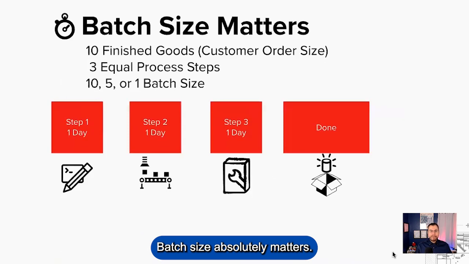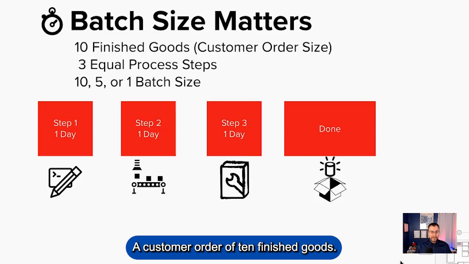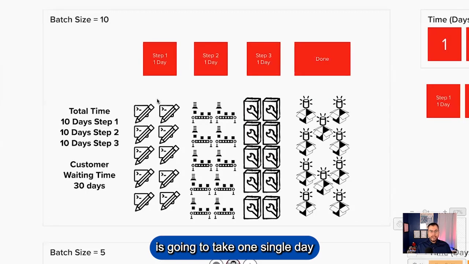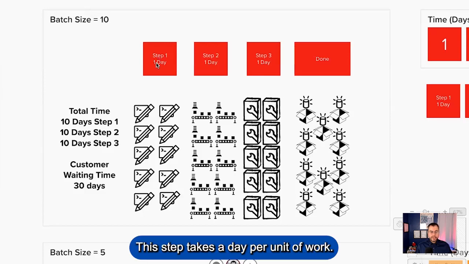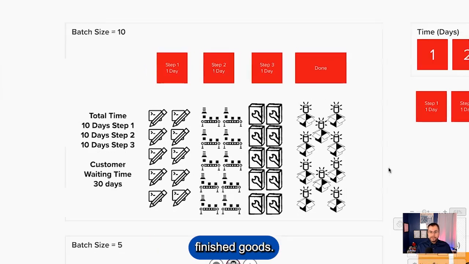Batch size absolutely matters. 3 different types of work, a customer order of 10 finished goods. Each activity is going to take 1 single day in this example. This step takes a day per unit of work. Step 2 takes 1 day per unit of work. So there's 10 days here, 10 more days here. And step 3 takes 1 day per unit of work, 30 days before the customer gets the 10 finished goods.